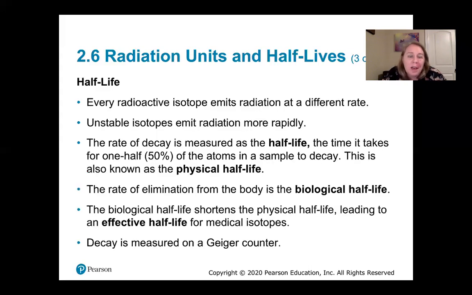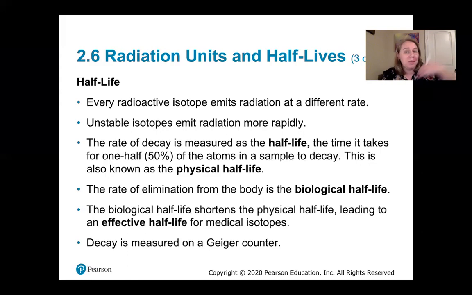Every radioactive isotope emits radiation at a different rate. They're not all equal. The more unstable an isotope is, the faster it emits radiation. We measure that rate of decay as the half-life, the time it takes for half of the atoms in any given sample to decay. We call this the physical half-life. That's if it's sitting out in the environment, you don't do anything to it, you just wait, and that's the time it takes half of the atoms to decay.